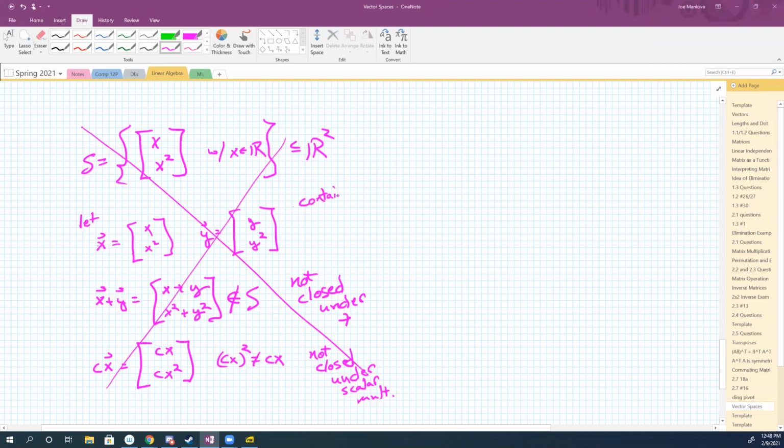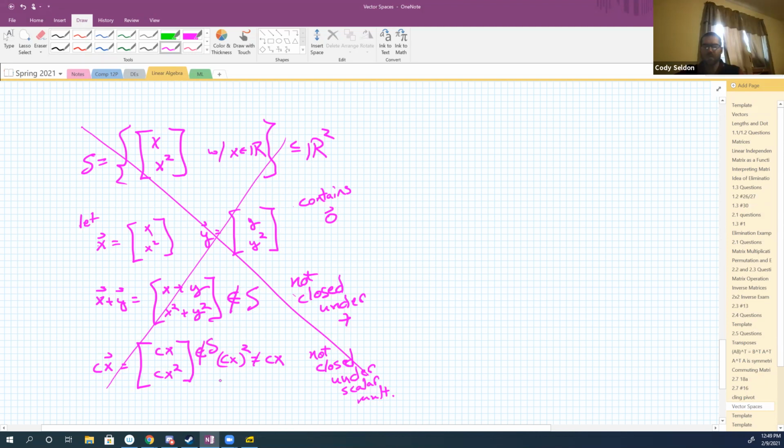I must have spaced out for a second. Why do they have to be the same, the top and the bottom? Oh, his definition was that it's something up top and then that something squared in the second coordinate. I'm confused, Jacob. I'm confused too. Okay. So when we multiplied by a scalar, right, we got c times x and cx squared. The top coordinate squared is not the bottom coordinate. So this thing is not in S.